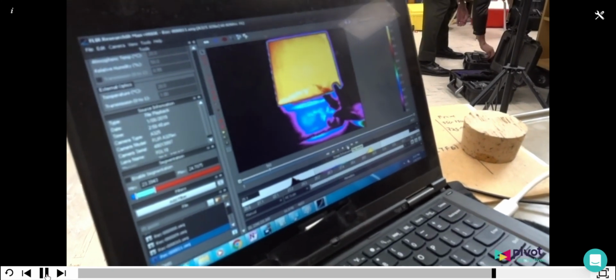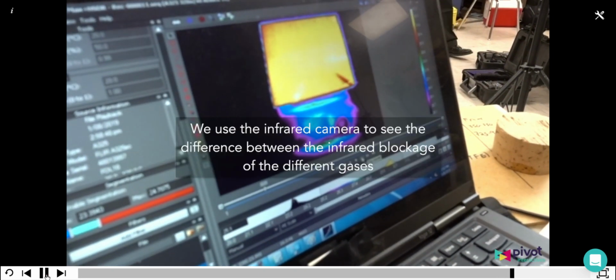So the whole point of this lab is to look at these 5 different bags of gases and determine which gases will allow heat to pass through the atmosphere and escape, and which of the gases that we're studying are actually going to trap heat inside, causing the greenhouse effect, causing the temperature of the Earth to rise.